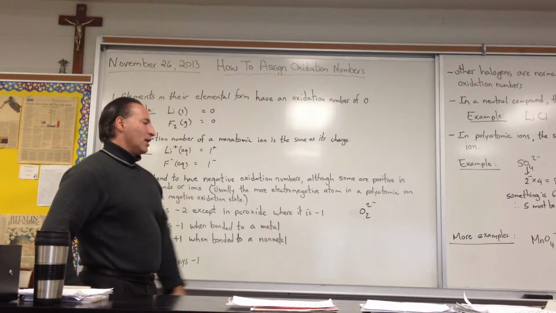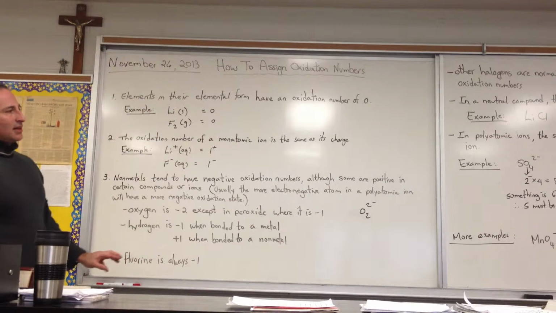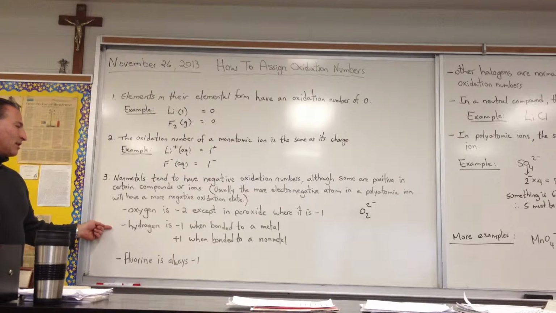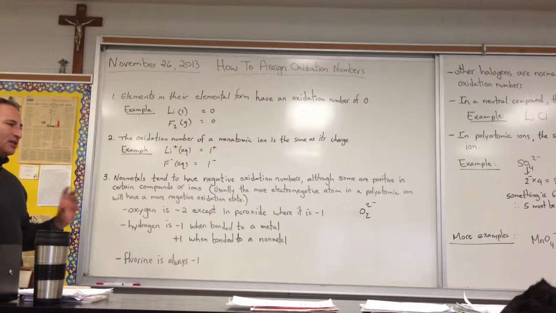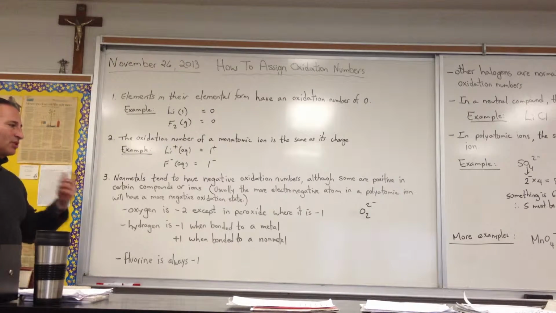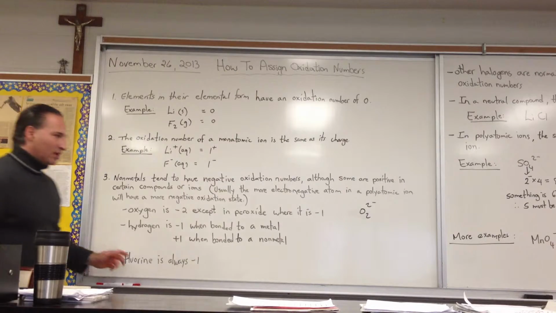Oxygen is usually -2, except when it's in peroxide, and you have 2 oxygen atoms stuck together, then it becomes -1. The only other element that can take electrons away from oxygen would be fluorine, the most electronegative element. Hydrogen is usually -1 when bonded to a metal, and it's usually +1 when it's bonded to a nonmetal. Hydrogen is sort of in the middle of the continuum. Depending on what you put it with, it either takes the electrons or it gives them away.